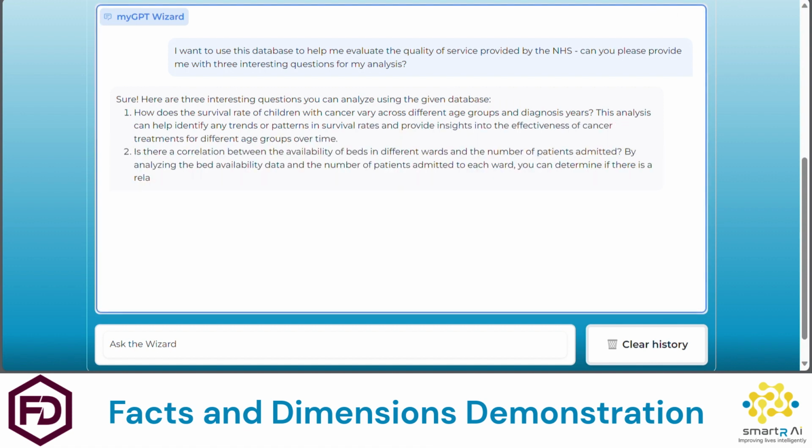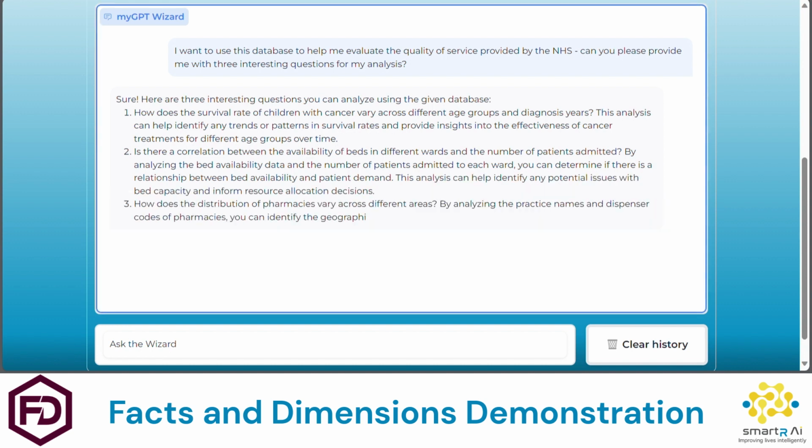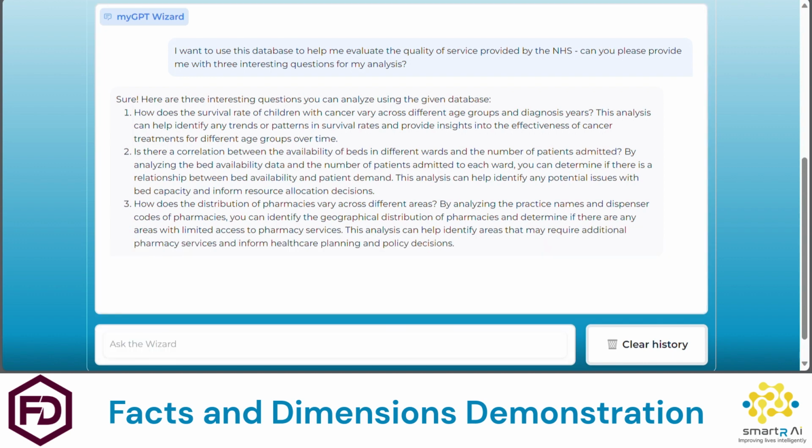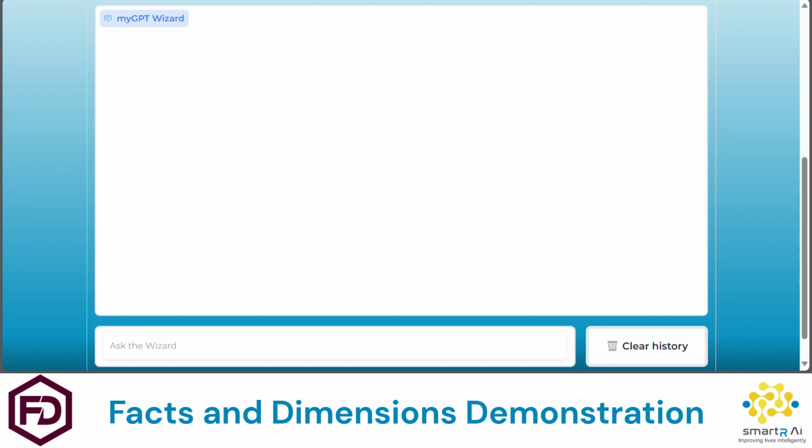Here are some possible questions you could ask to come up with some results to support the fantastic progress the NHS has been making. Based on some of the tables we have been asking questions about, you can see the system is suggesting we could, for instance, look to see if there is a correlation between the availability of beds in different wards and the number of patients admitted, or to see how the different pharmacies are distributed geographically, to identify if there are any areas with limited access.